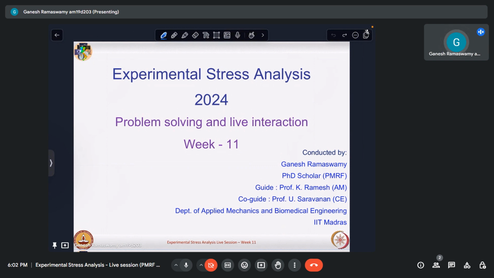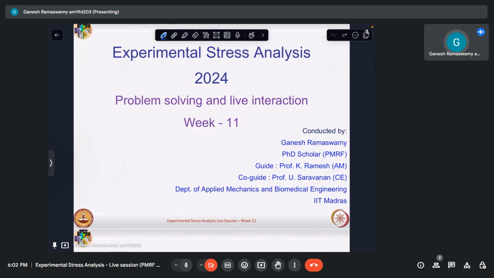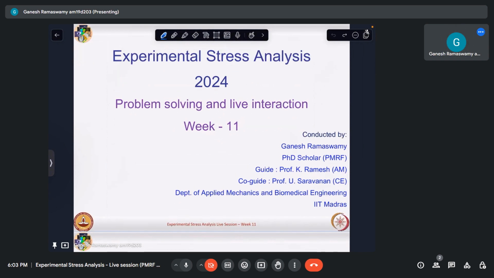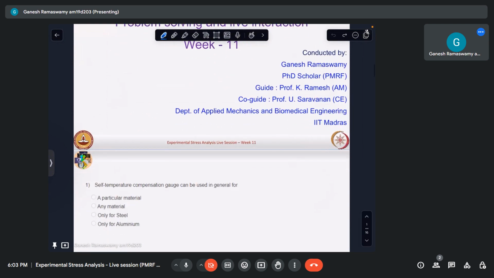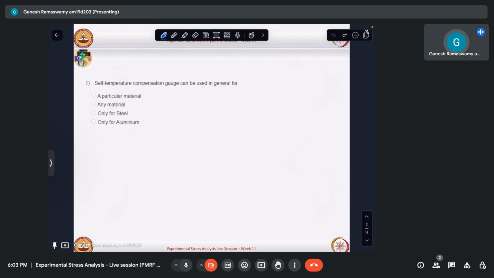So today we will be discussing the contents of week 11, which has essentially to do with temperature compensation and other aspects to strain gauge analysis. So let us go ahead and look at the first question. The question says, self-temperature compensation gauges can be used in general for which of the following? It can be used for a particular material, can be used for any material, it can be used only for steel or only for aluminium.